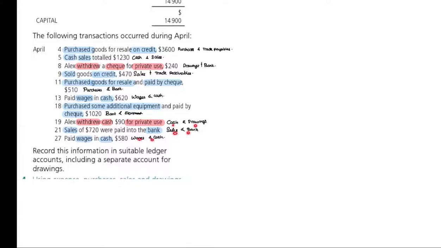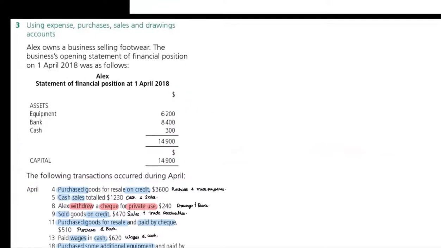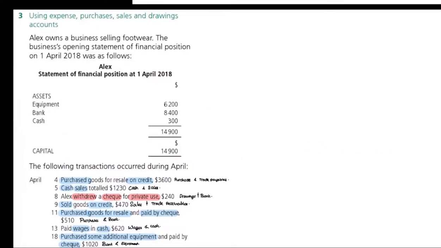Record this information in suitable ledgers. Whenever you see ledger, the word ledger means a ledger book. Inside the ledger book contains all your T accounts. Okay, so now we just need to open up all our T accounts and start doing. First and foremost, we are going to open the four accounts that have balances.